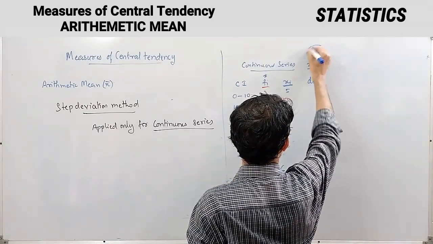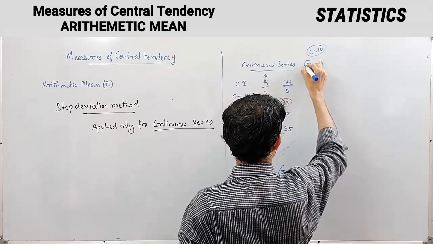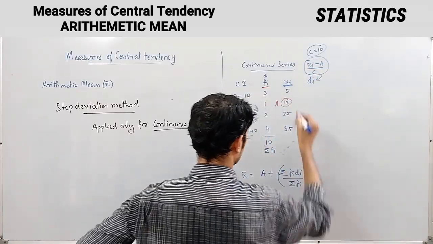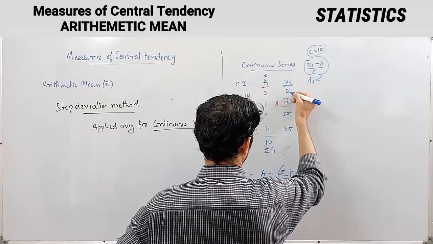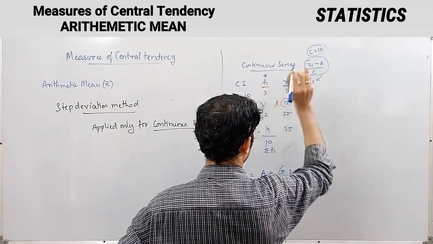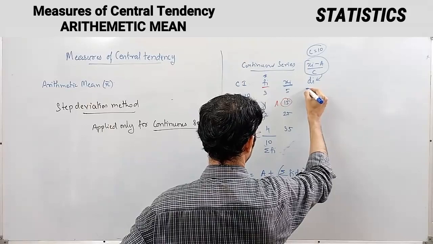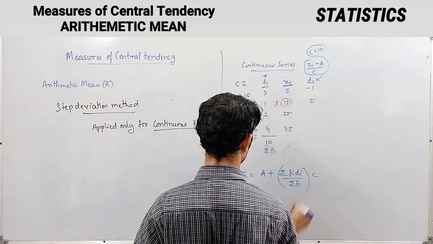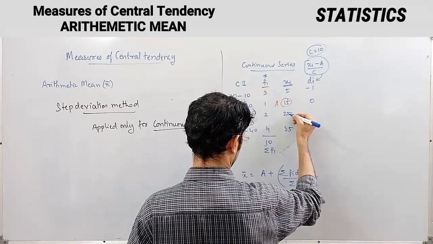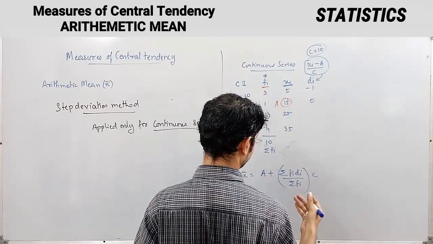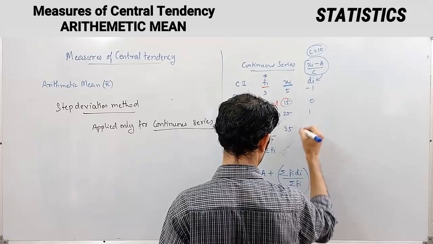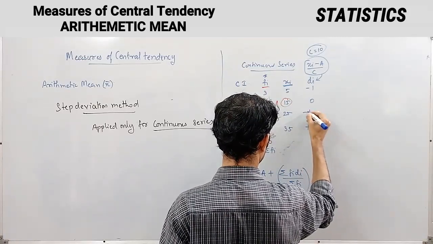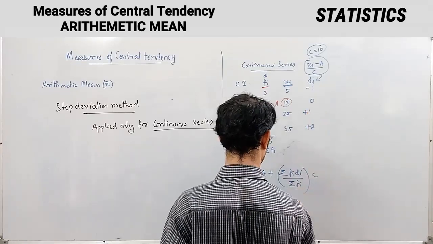We will write it here. And this is the formula to find out di. How to find out di? Now it is 5 minus 15 divided by 10 equal to minus 1. Now 15 minus 15 is 0. Now 25 minus 15 is 10, by 10 equal to 1. And this is plus 2. So minus 1, 0, plus 1, plus 2.